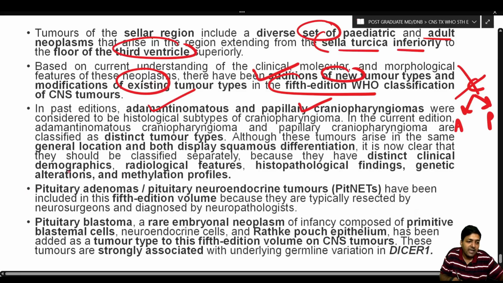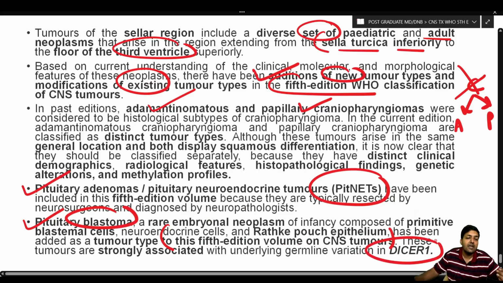Secondarily, pituitary adenoma or pituitary neuroendocrine tumor, PitNETs, have been included in the 5th edition because they were typically resected by neurosurgeons and diagnosed by neuropathologists. Again, pituitary blastoma, a rare embryonal neoplasm of infancy composed of primitive blastomal cells, has been added as a tumor type in the 5th edition of CNS tumors, and these are strongly associated with germline variation in the DICER1 gene.